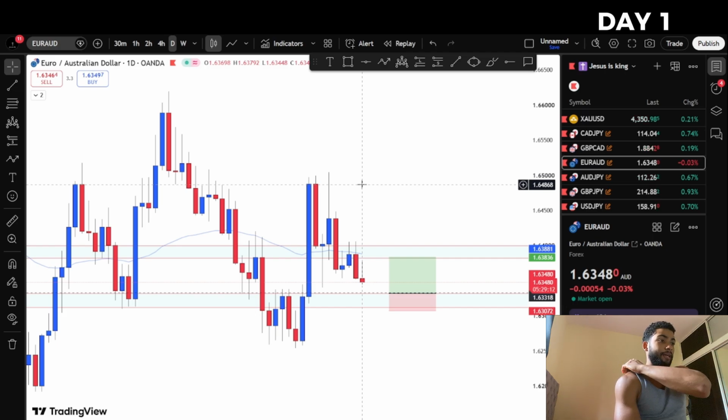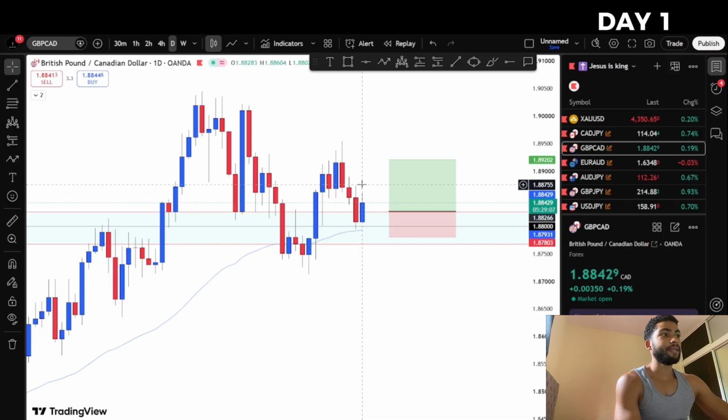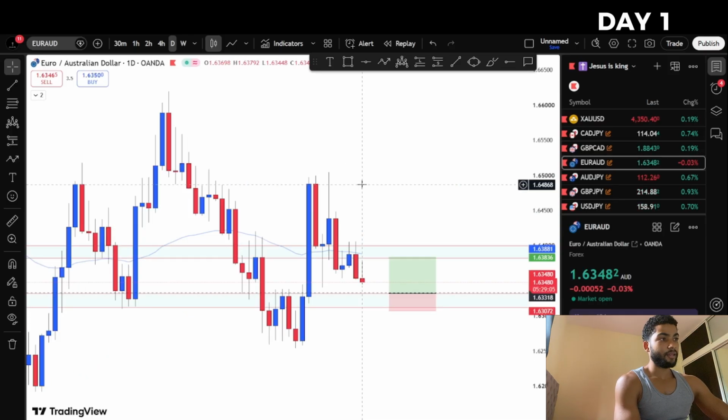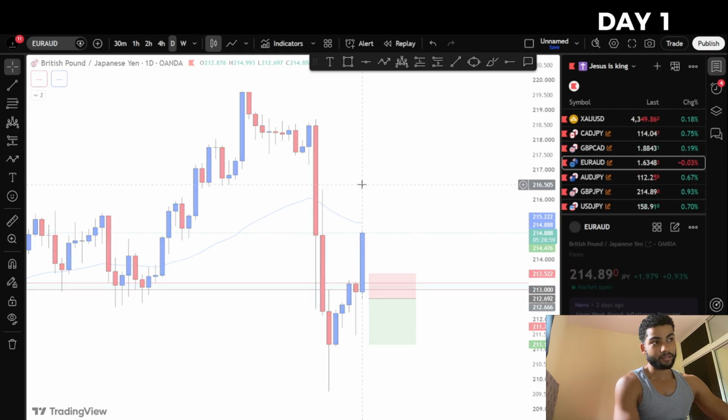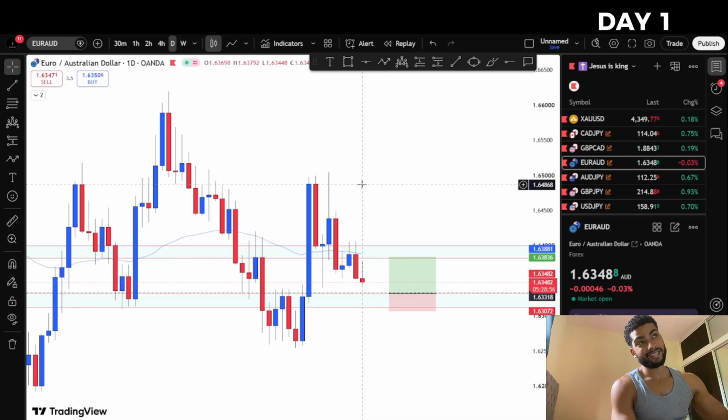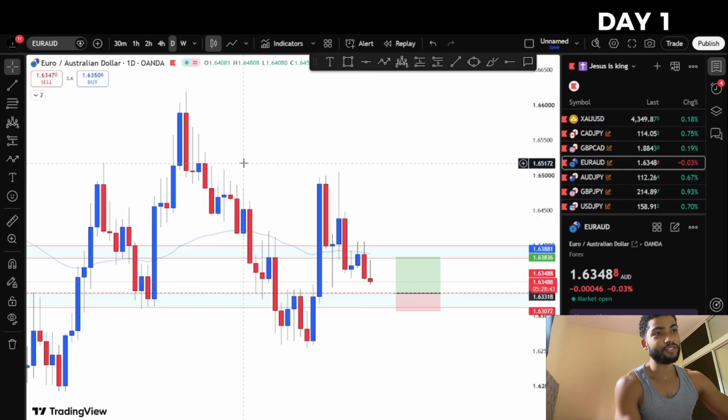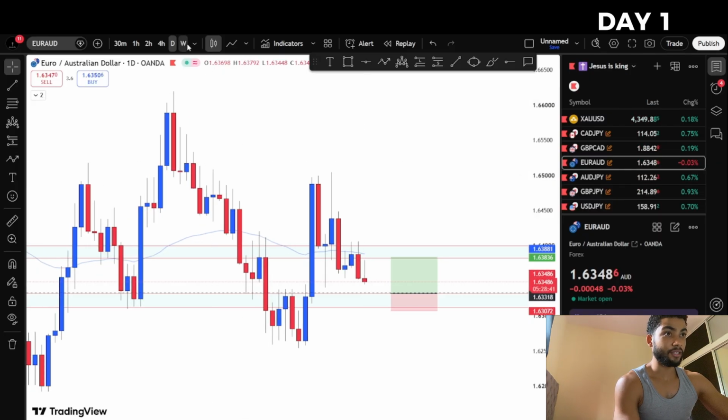All of this, except CAD JPY, but GBP CAD, Euro AUD, AUD JPY, GBP, and GBP JPY, those are markets that I was looking at a week ago. They didn't give me my entry throughout that week, so I'm waiting to see if I get my entry this week. So let's continue with Euro AUD.